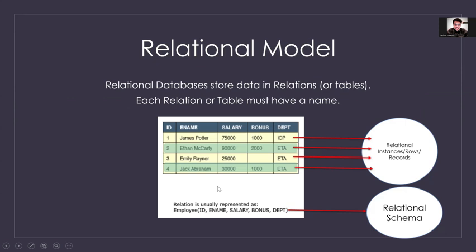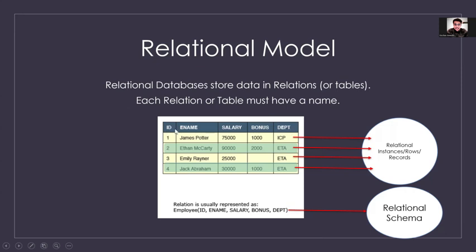And every instance of a relational schema, if the relational schema contains the attributes ID, e-name, salary, bonus, and department, then every instance of the relational schema contains the data of each individual. So each individual's data separately we can call a relational instance, or row, or record. Here in this employee table, there are four records, or we can say there are four relational instances of a single relational schema.